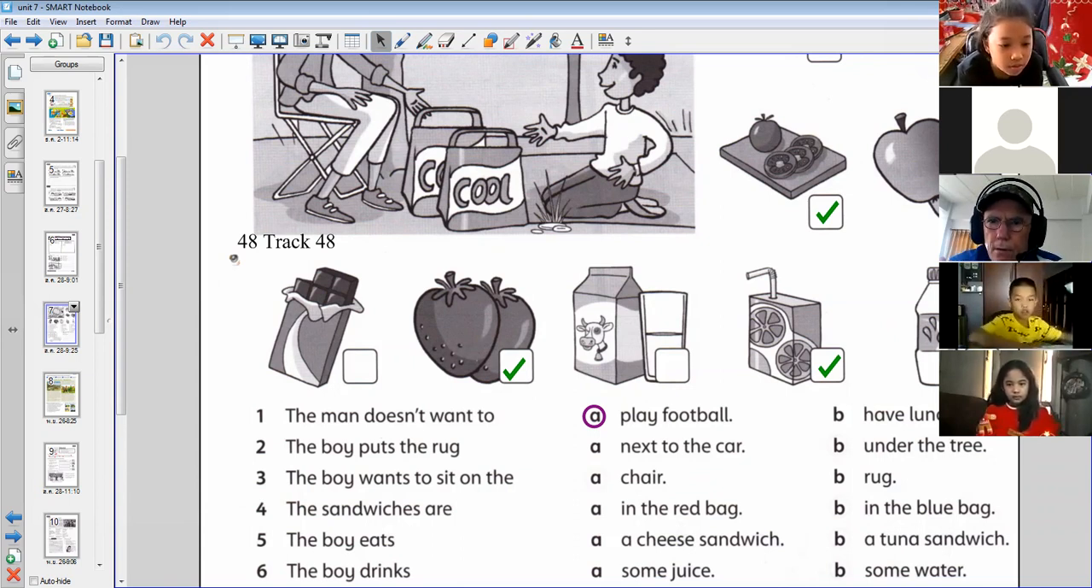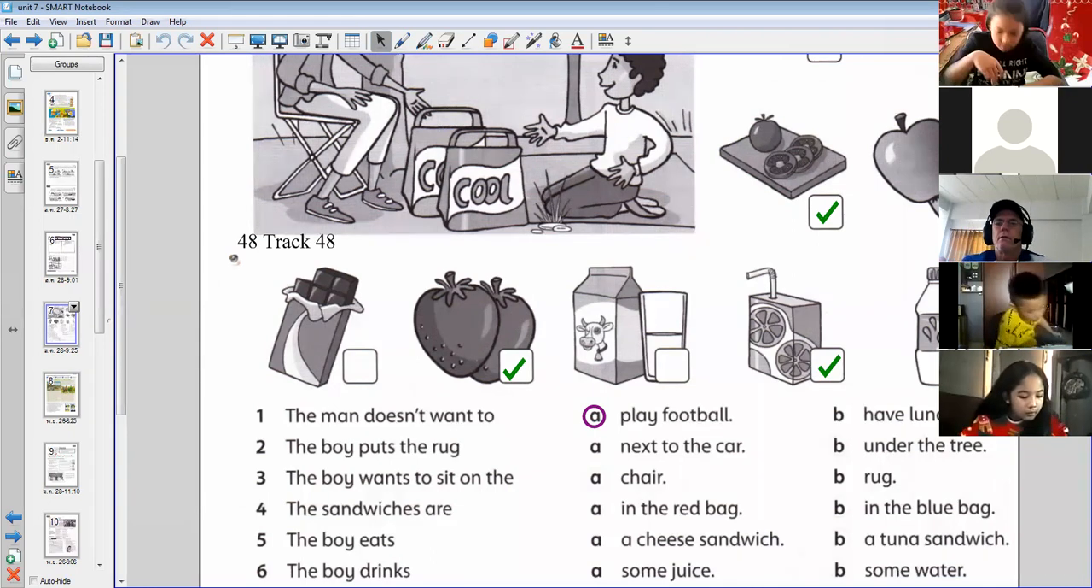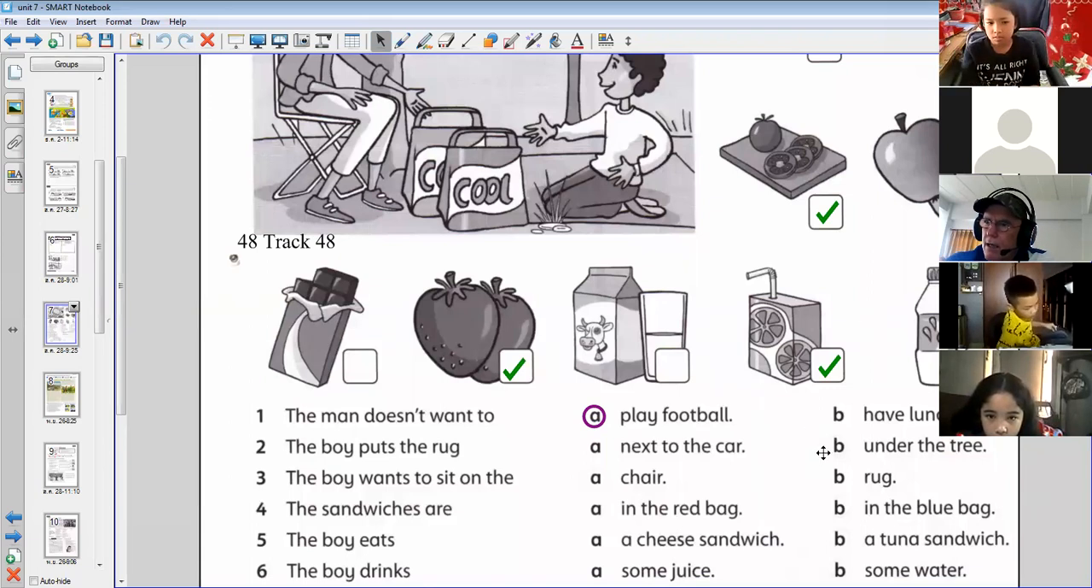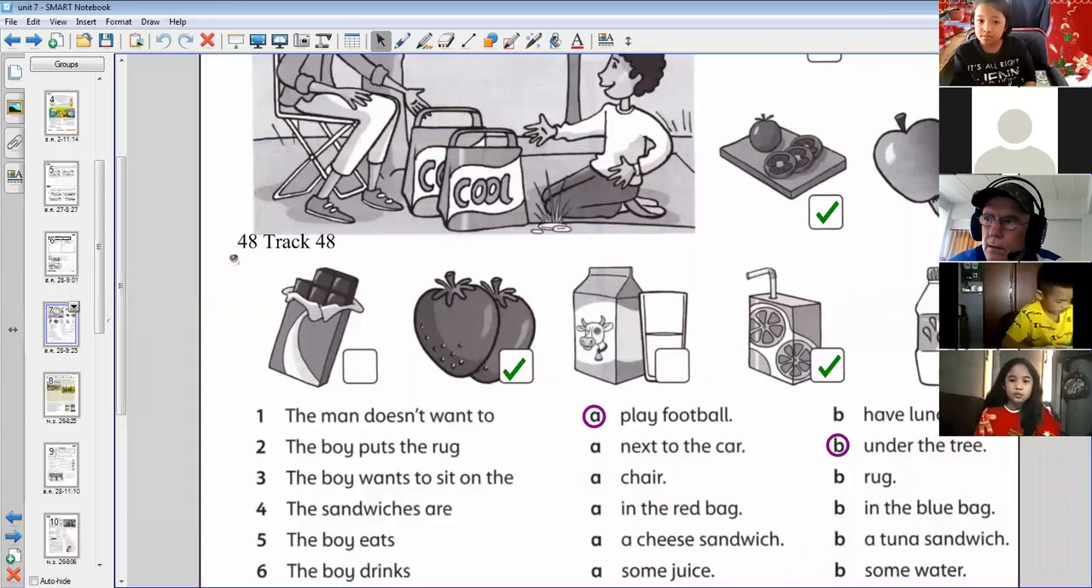Pet. Oh. The boy puts the rug next to the car. Good reading, but the wrong answer, because the boy puts the rug under the tree. Well done. The boy puts the rug under the tree, not next to the car. But good for trying. Okay, three. Troy, yes.